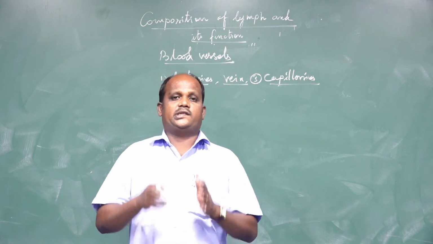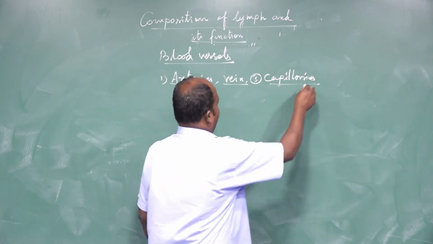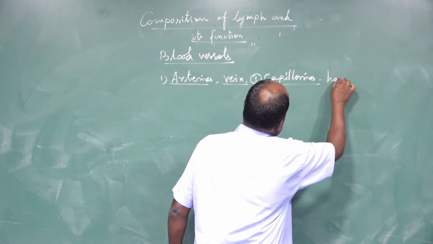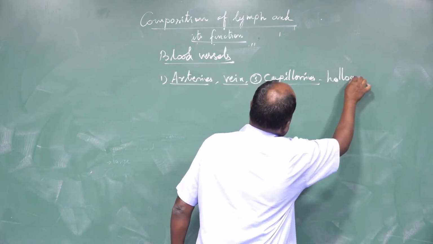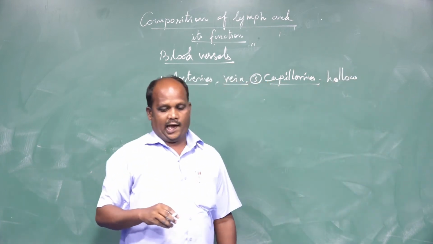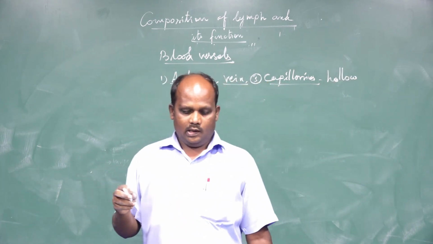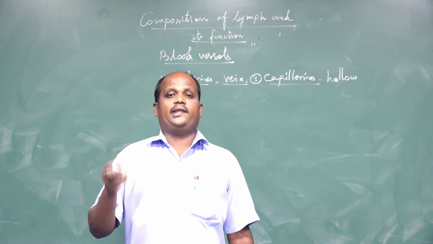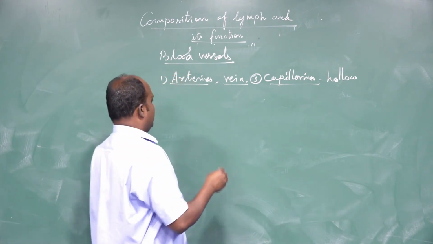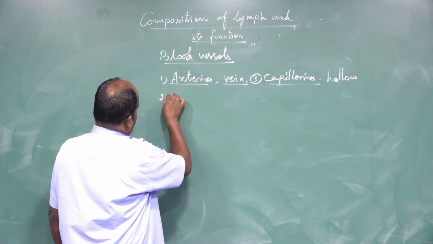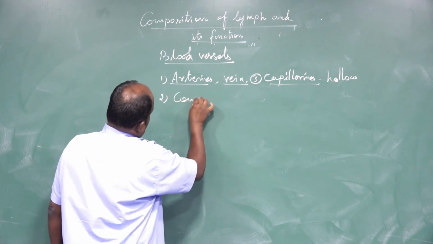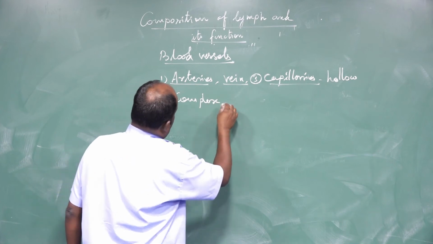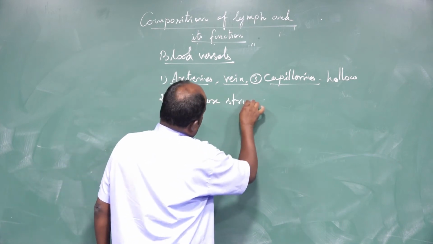The blood vessel is a hollow structure. All three types of blood vessels are hollow structures, which means they are empty inside. Blood vessels have a complex wall surrounding the lumen. Blood vessels are complex structures.